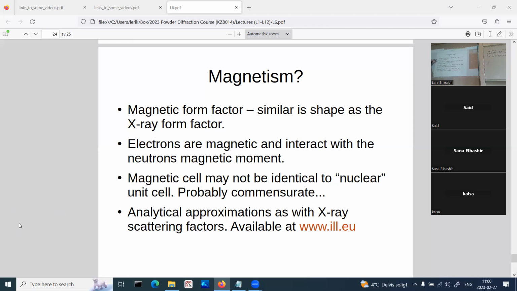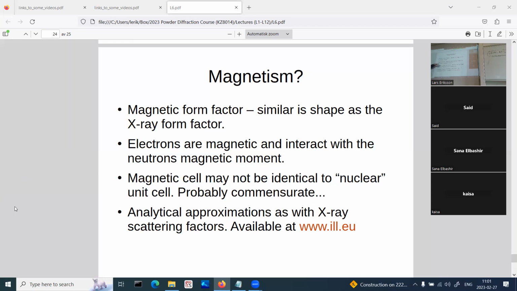Magnetism with neutrons, we have a magnetic form factor. This is more or less similar in shape to the X-ray form factor. Not exactly, but the magnetic interaction comes from the electron cloud, at least. Electrons are also magnetic, and thus they interact with the magnetic moment of the neutron. And photons are not very magnetic, but only a little bit. In very intense beams, you can get magnetic interaction.